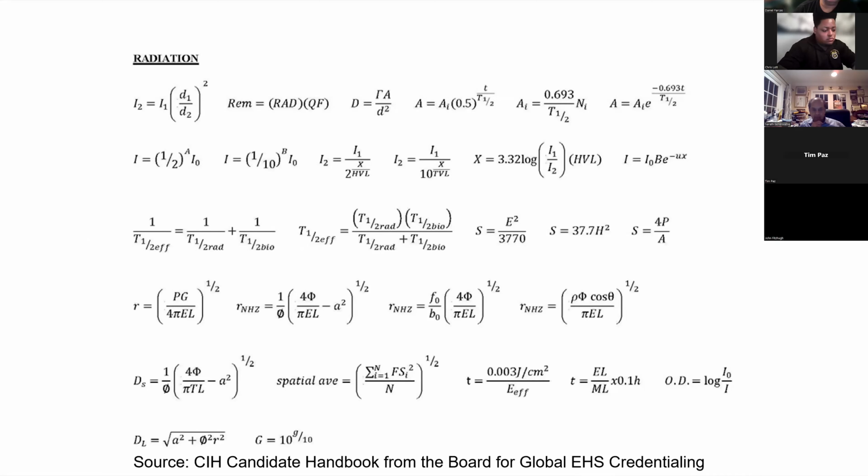Now let's go to the radiation, and radiation is one of my favorites. I used to work for a CDC, and we did use lasers a lot. And you'll have an interesting question about lasers. But let's start with the first formula in the series.